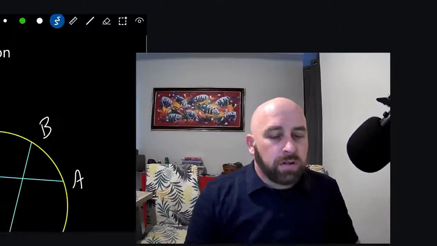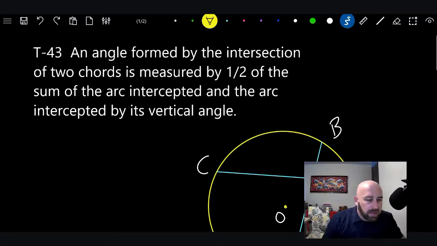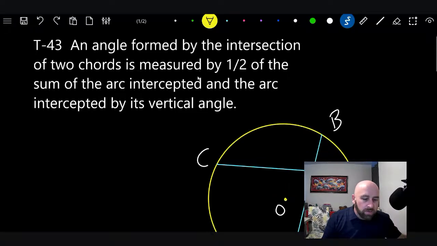Theorem 43, if you look down here at the screen, I've got it written down, says an angle formed by the intersection of two chords is measured by 1/2 of the sum of the arc intercepted and the arc intercepted by its vertical angle. Now that's a lot of words there. So let me kind of work through that with you.